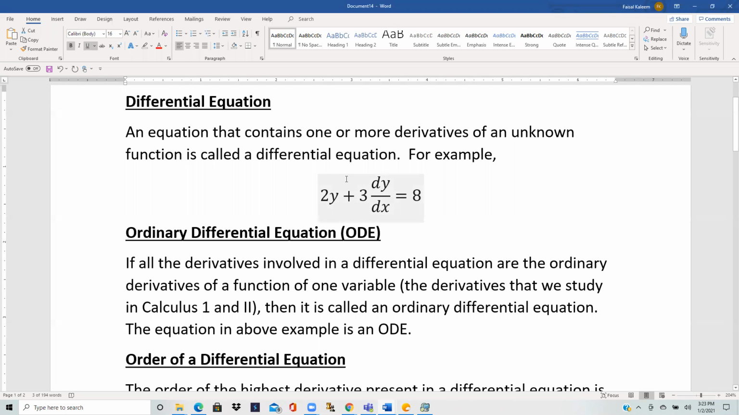Welcome to this course in ordinary differential equations. Let's begin with some terms.